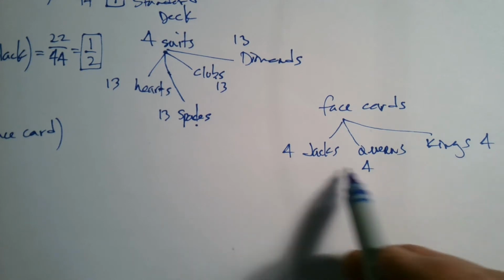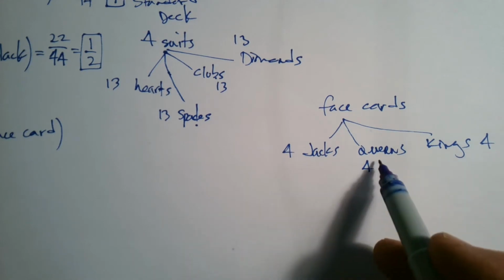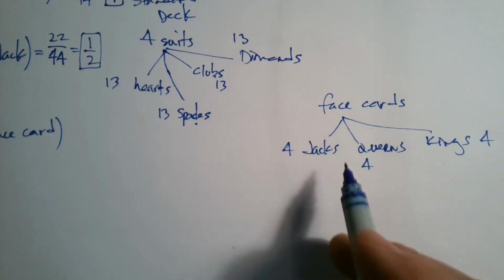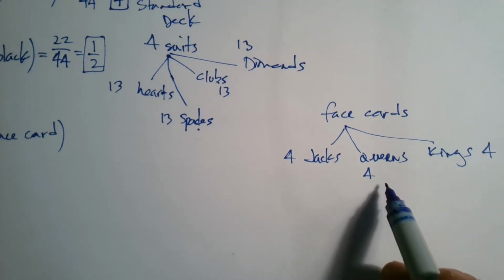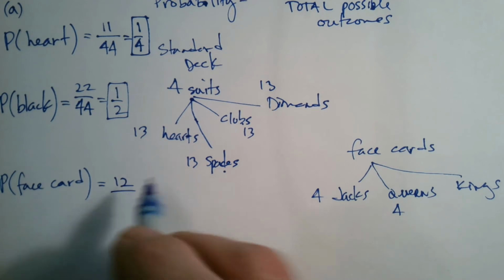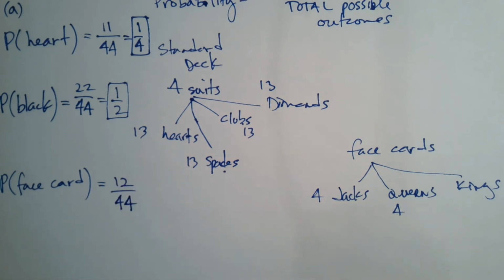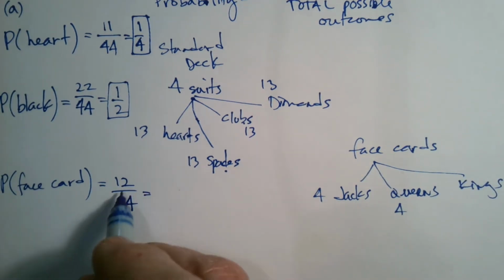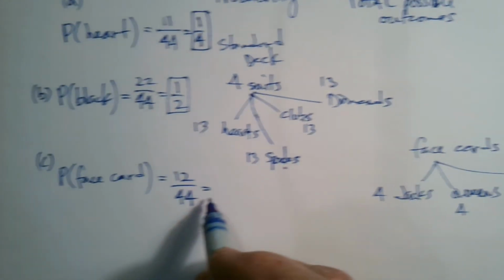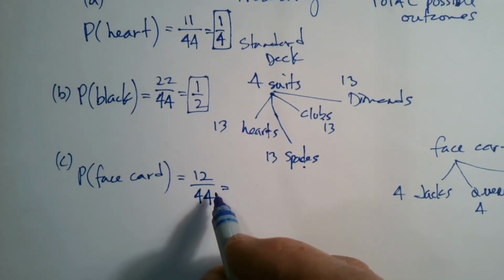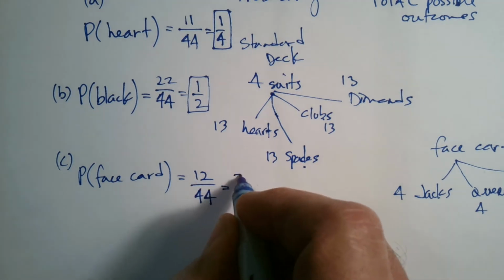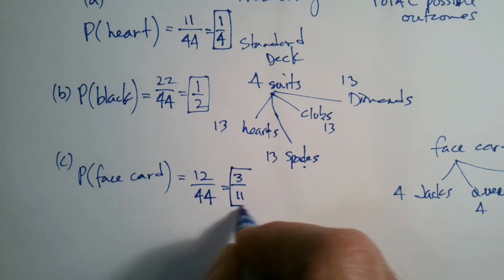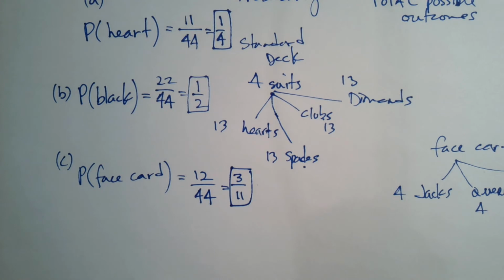So how many face cards do I have? These are the ones that have faces: jacks have faces, queens have faces, kings have faces. That's why we call them face cards. There are 12 face cards. They're all still in there, because all that was taken out was the aces and twos. So there's 12 over the 44 that's left in the deck. To simplify, 4 goes into each of these, so that becomes 3 over 11 if I divide 4 into top and bottom.